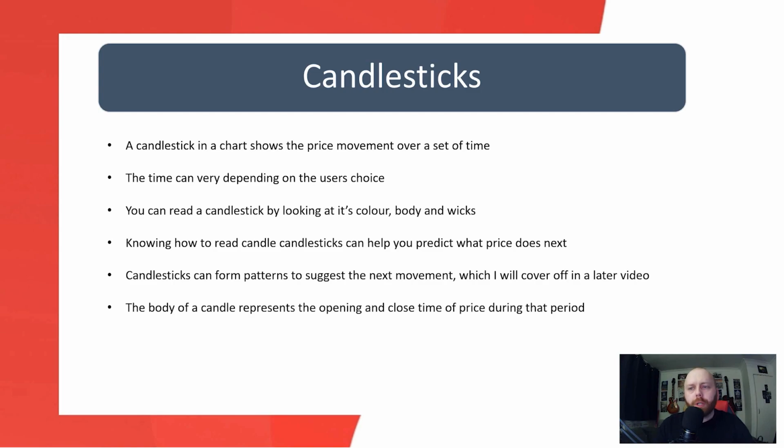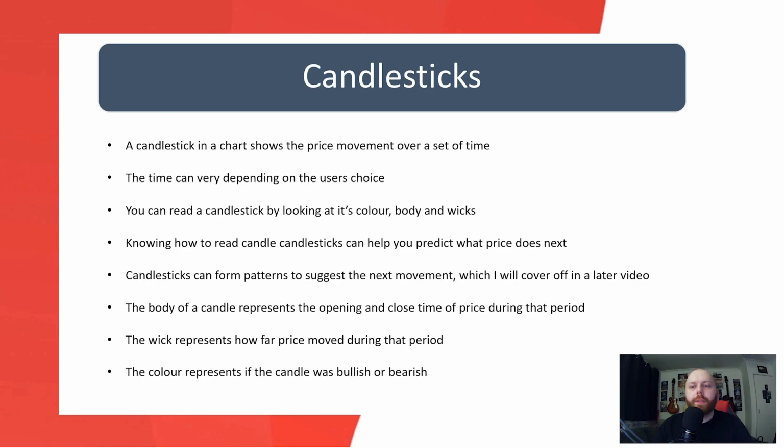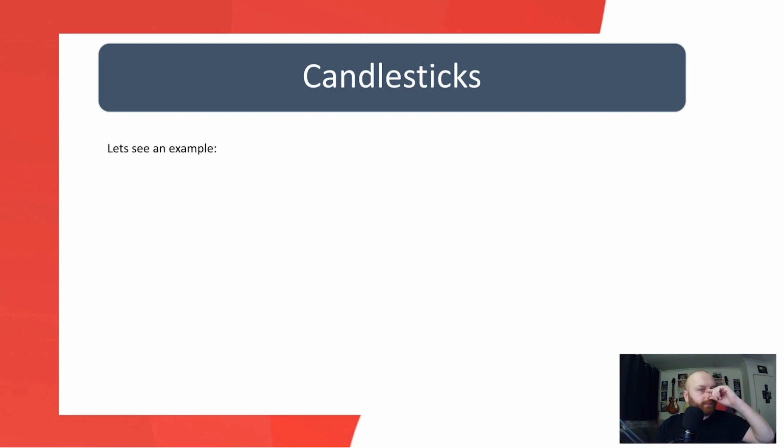The body of a candle represents the opening and closing price during that period. The wick represents how far price moved during that period. And thirdly, the color represents whether the candle was bullish or bearish. Remember, bullish means price going up and bearish means price going down. It's easy saying that, but let's actually see an example of a candlestick.